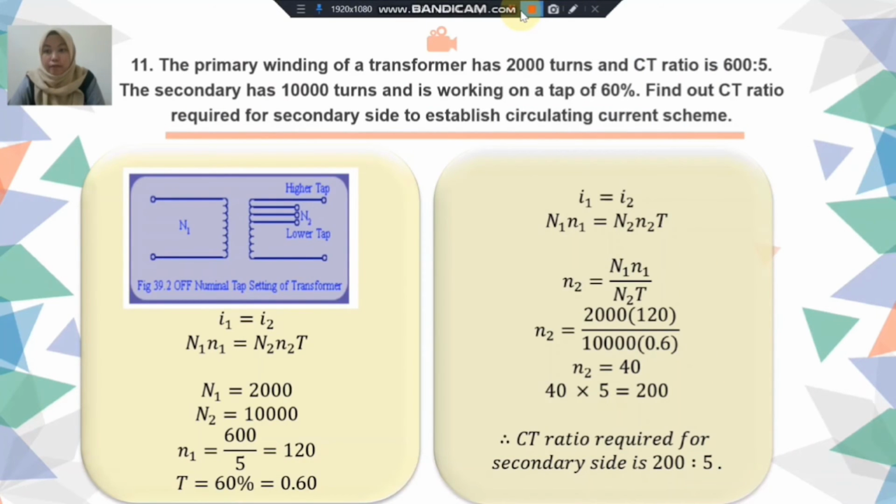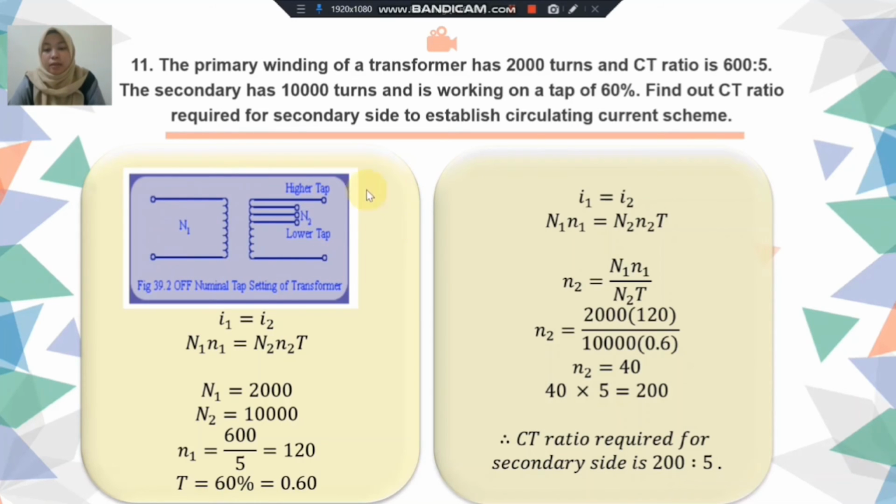So for question 11, this is the question. The primary winding of the transformer has 2000 turns and the CT ratio is 600 to 5. The secondary has 10,000 turns and it's run on tap of 60%. So find out the CT ratio required for the secondary side to establish the circulating current scheme.